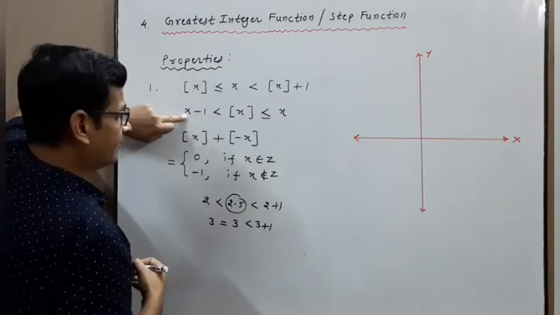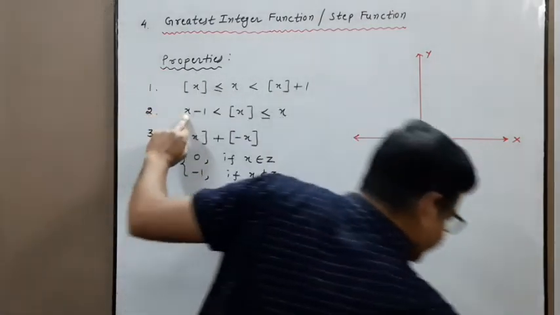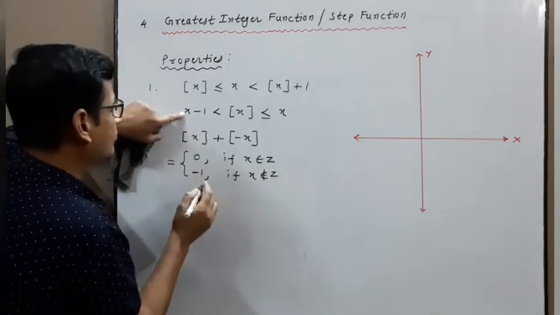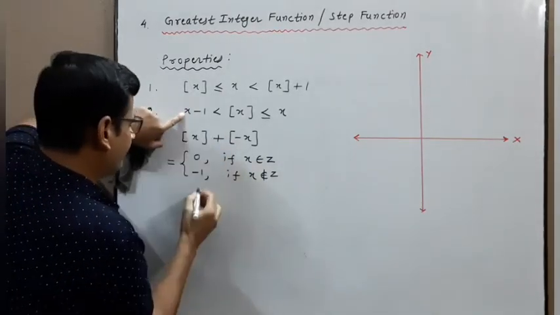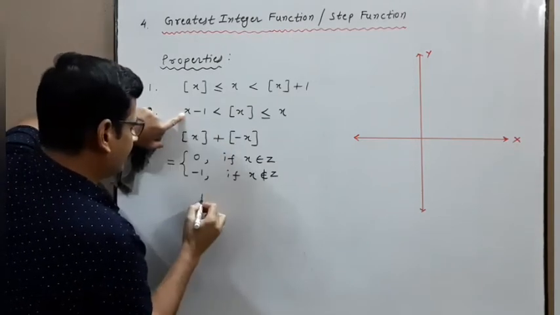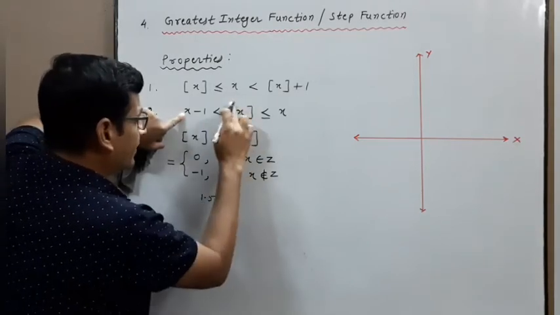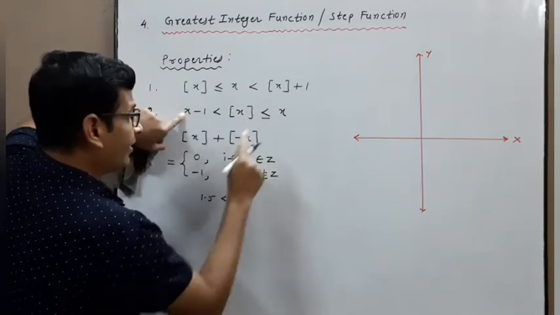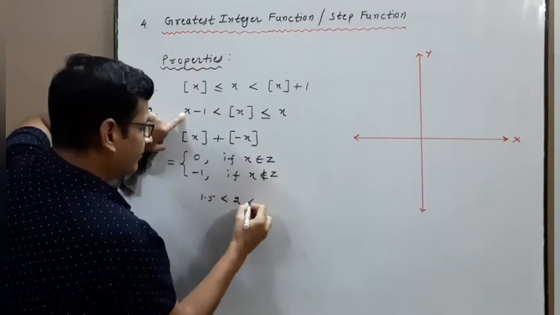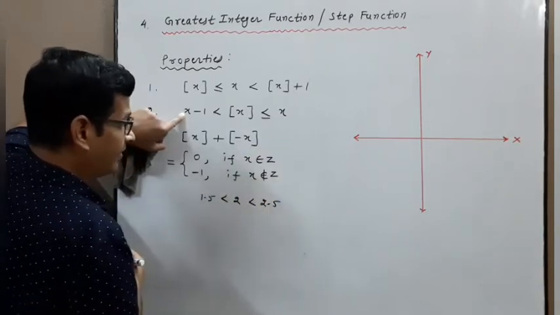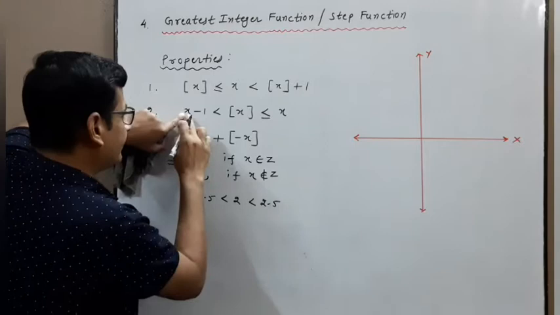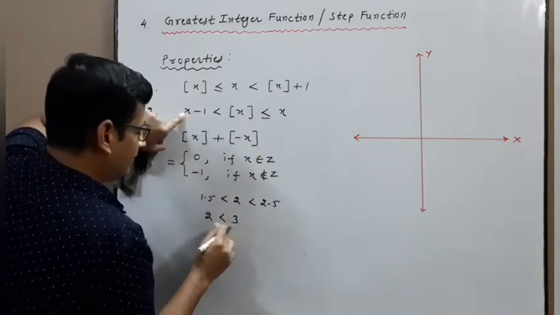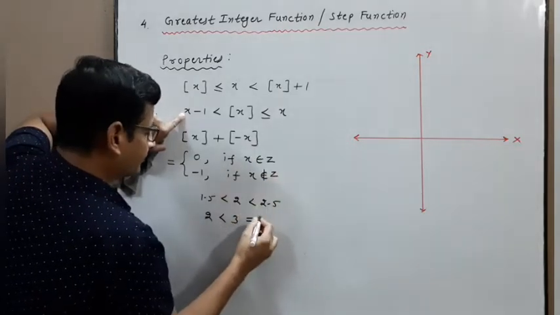Second case, take again any value, x equal to 2.5. So 2.5 minus 1 is 1.5, greatest integer of 2.5 is 2, so this quantity is less than this, and less than 2.5. But if we take an integer, for example 3 minus 1 is 2, greatest integer of 3 is 3, so less than, but here equal to.